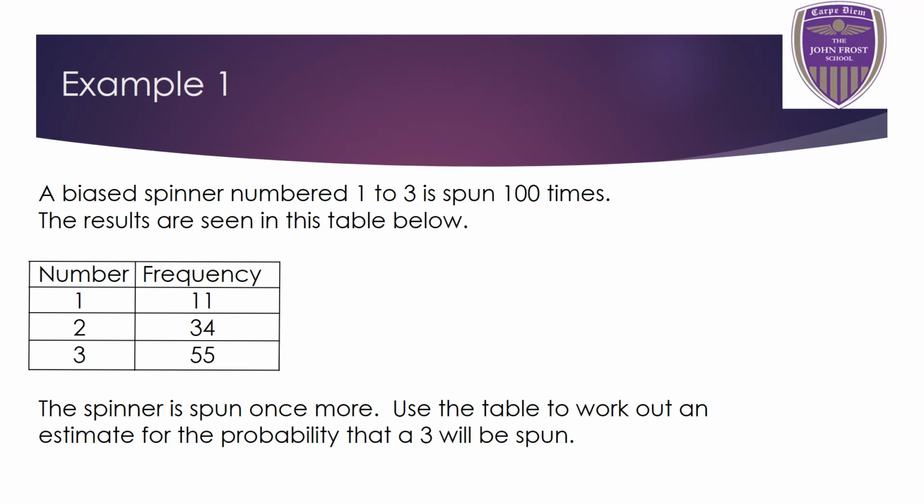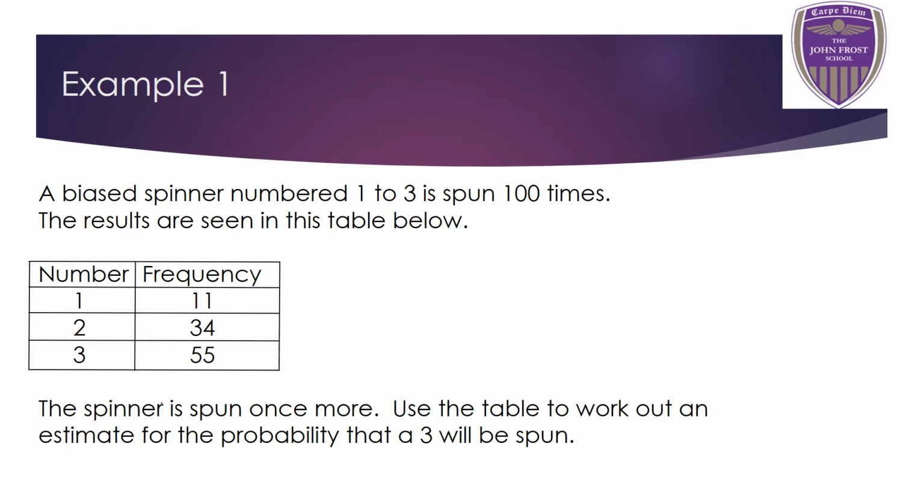Okay, so we're going to be talking about relative frequency. We need some information, or we need an experiment to be conducted in order for us to see what information we're dealing with. So in this example, we've got a biased spinner numbered 1 to 3, and it's spun 100 times. The results are seen in this table here. It's telling us that the spinner landed on number 1 11 times, it landed on the number 2 34 times, and it landed on the number 3 55 times.